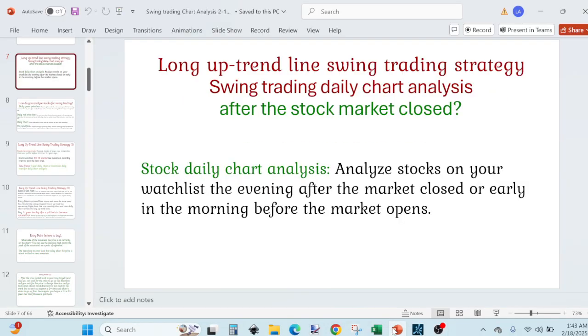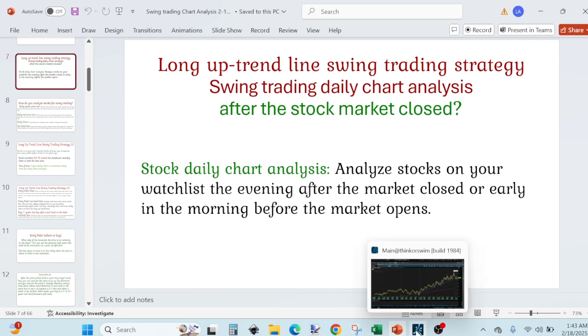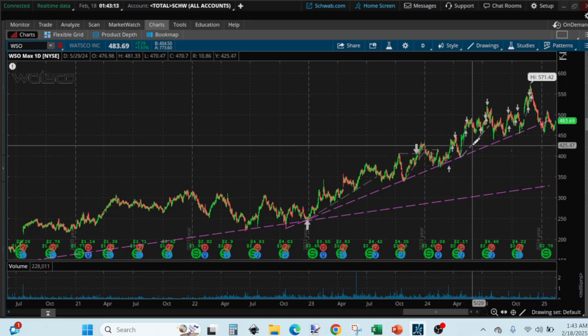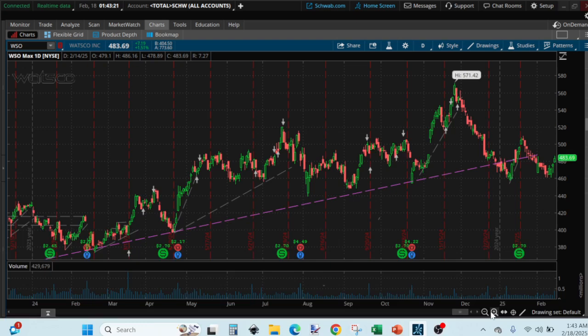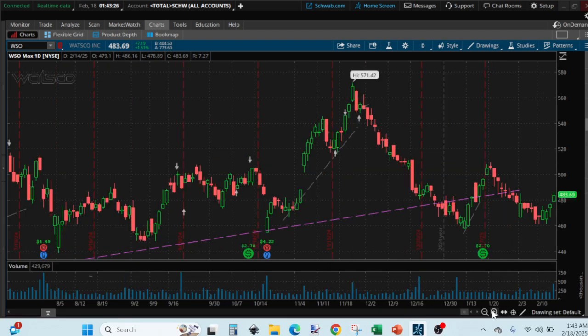Hello, how do you analyze stocks for swing trading when you are using the long option swing trading strategy? You will analyze the stocks after the market close, and you will use the daily chart. We have our stock open here.